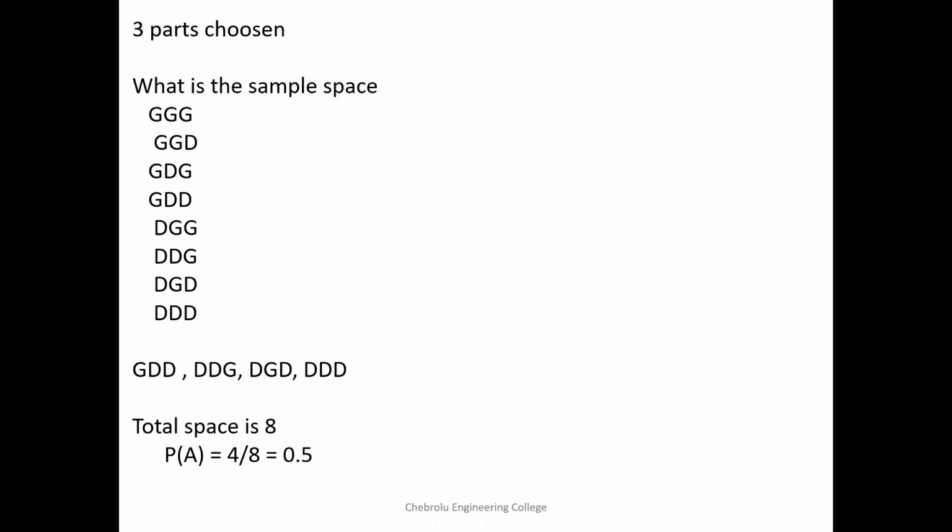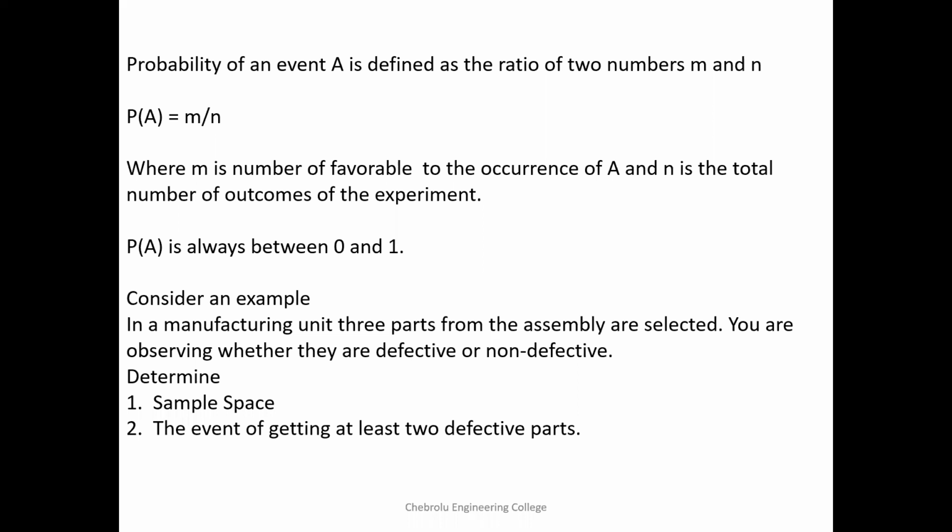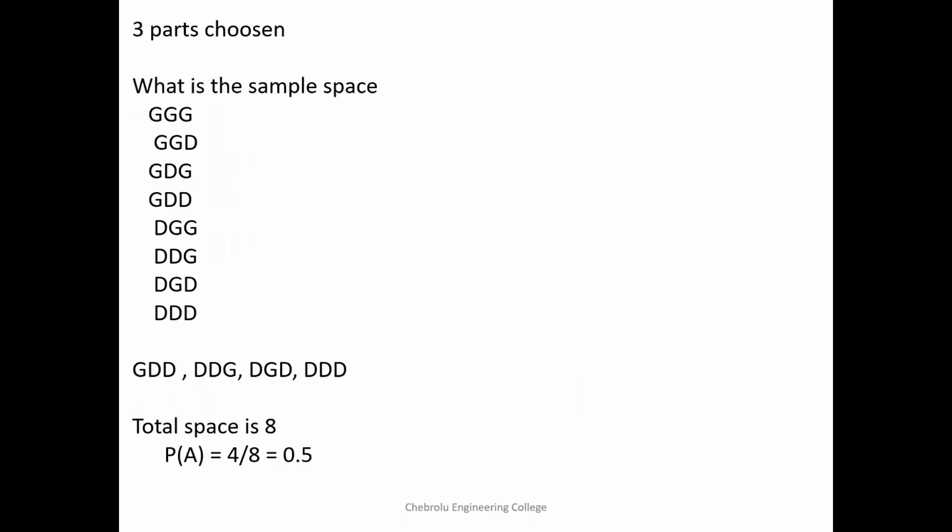You can even consider an example. If three parts are chosen, what is the possibility that all three are good? The sample space you can see here: ZZZ, ZZD, ZDZ, ZDD, something like this. The total space is 8, and our event A is getting at least 2 defective parts. The outcomes are GDD, DDG, DGD, and DDD. So total 4 by 8, it is 0.5.